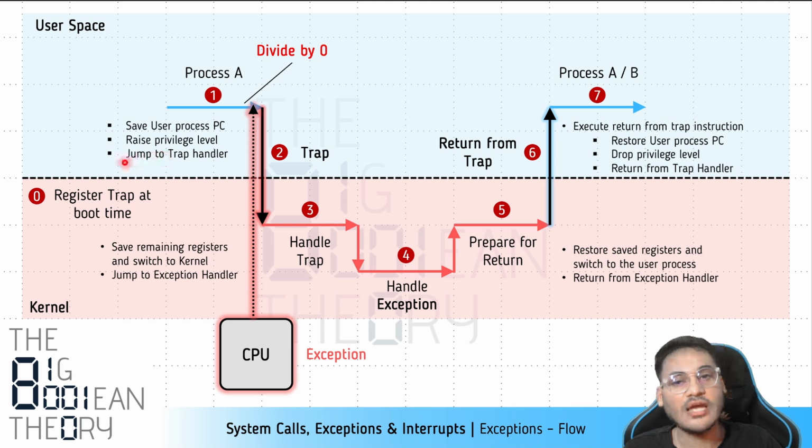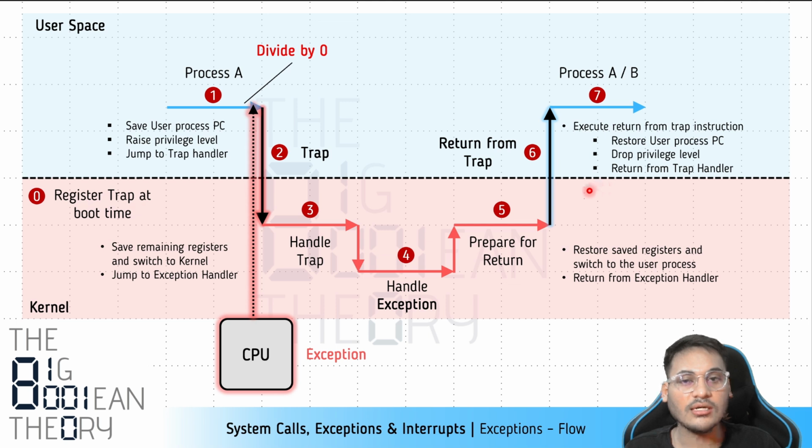The first thing that we did was we jumped to the trap handler. So now we'll return from the trap handler, as we want to go back to the user process. Here we jump from the user process program counter to the trap handler. Now we are returning from the trap handler to the user process.